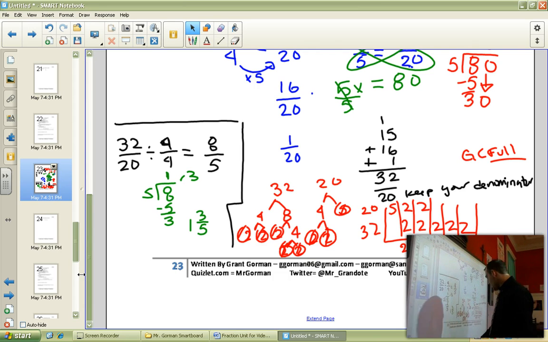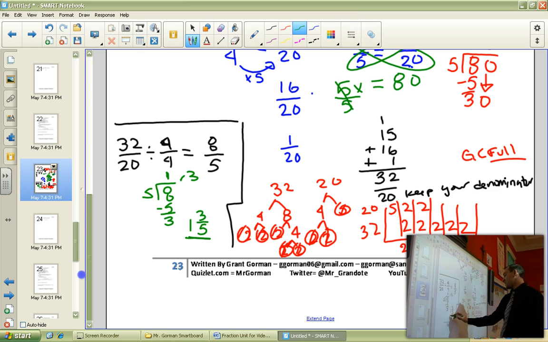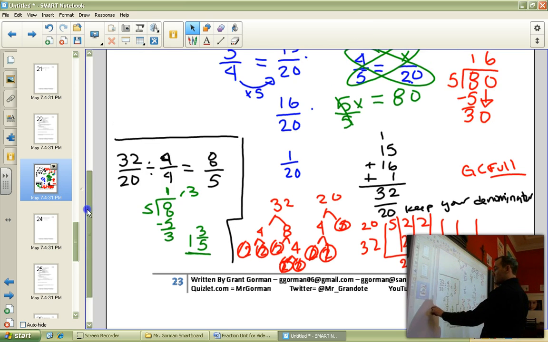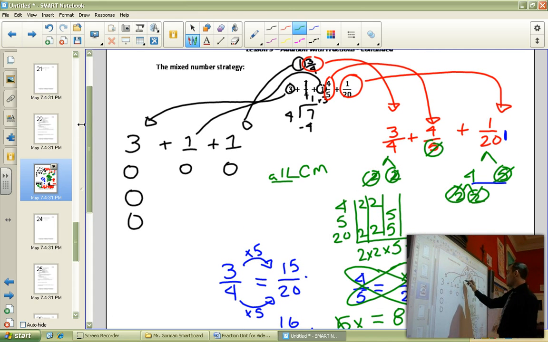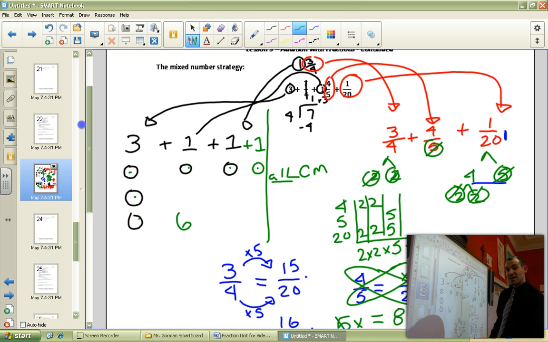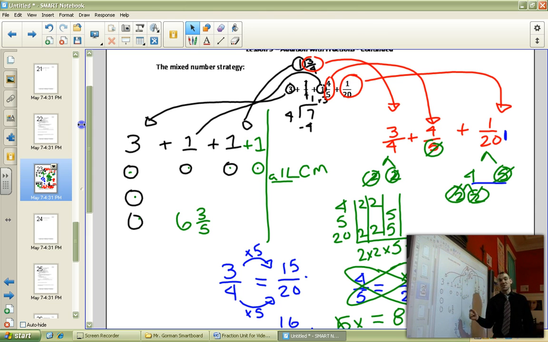We're going to pull this 1 and 3 fifths back up with us. So I've got an extra 1. I'm going to use green so we can remember it. An extra 1 to give me a total of 1, 2, 3, 4, 5, 6 wholes. 6. And then I just used that fraction that was left over, which was 3 fifths. And that is the mixed number strategy. Next, we're going to do the improper fraction strategy. We're going to get the same answer.